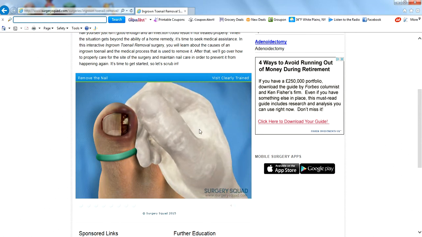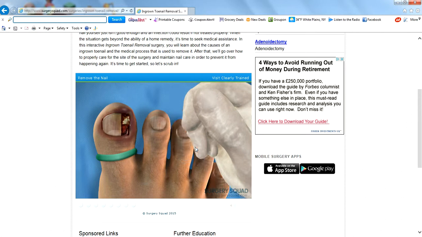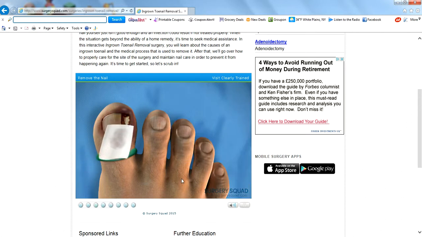Your hand's fucked. I'm gonna be sick. That toe is starting to look much better. No, we're not done yet.